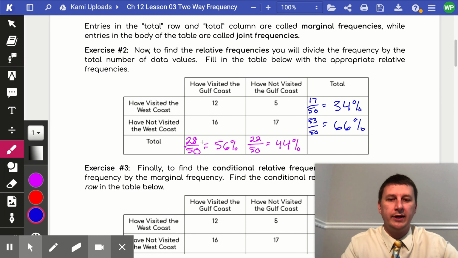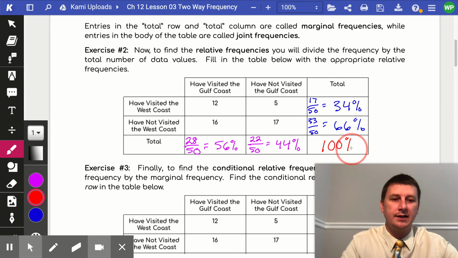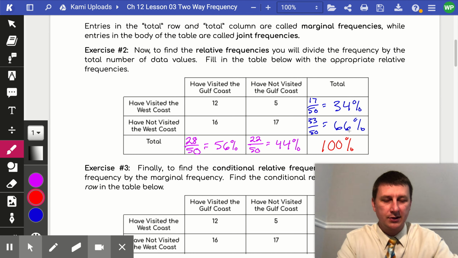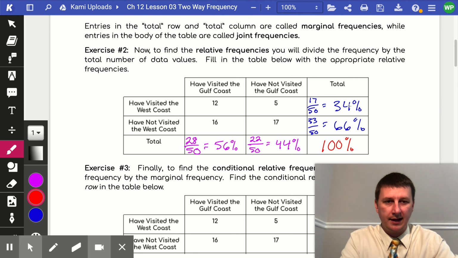Again, whether we add up the percentages horizontally or vertically, either way, we're going to see that they both add up to 100% of the people surveyed. So these percentages mean that 34% of the people surveyed have visited the West Coast, 66% have not visited the West Coast, 56% of the students surveyed have visited the Gulf Coast, and 44% have not visited the Gulf Coast.